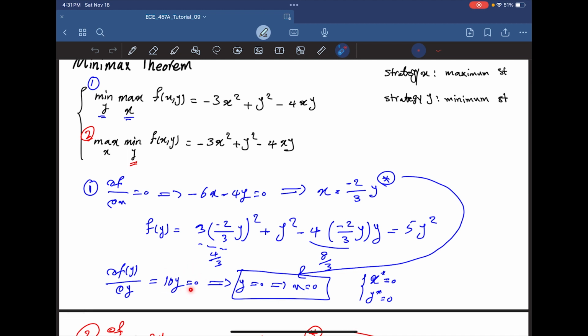And from here, we can see that y is equal to 0. And because here y is equal to 0, x is also equal to 0. So the solution for this first problem is 0, 0 for both x and y.